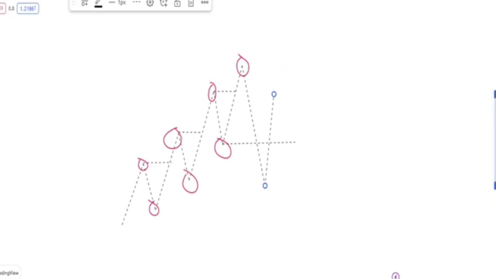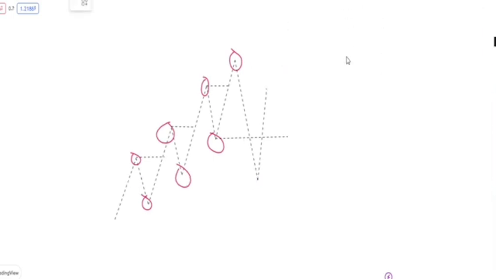We don't just jump into the market from this level. This is not our entry point. We will patiently wait for price to come back to this internal range liquidity so that we can sell from this area.